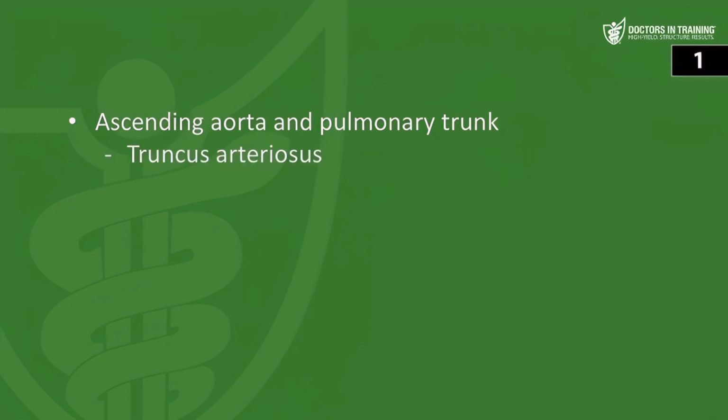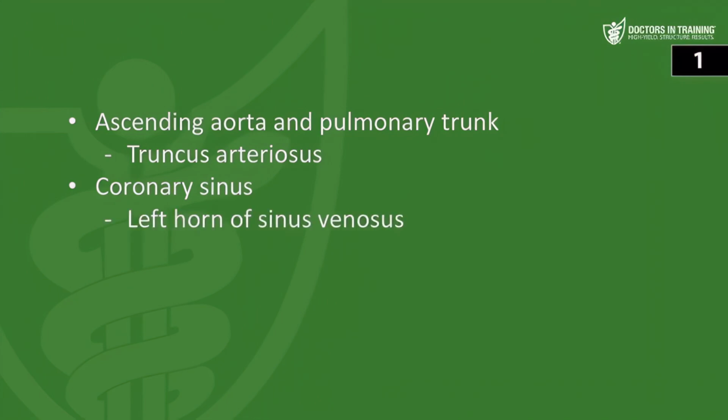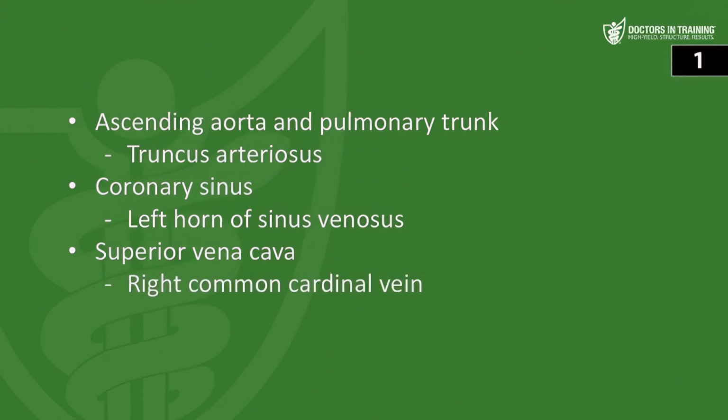That's going to come from the truncus arteriosus. Next we have the coronary sinus. That's going to be derived from the left horn of the sinus venosus. And then next we have the superior vena cava, and that's going to be the right common cardinal vein and the right anterior cardinal vein.